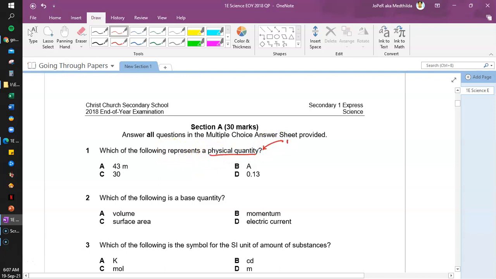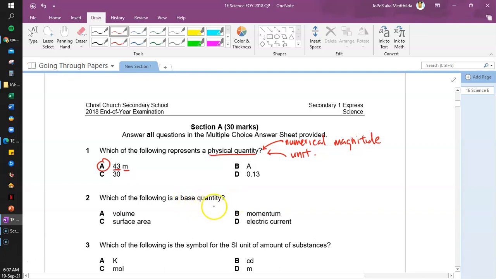So when you talk about physical quantity, we are looking at a numerical magnitude. Actually, it just means a number lah. Plus, we are looking at the units. So you need both the number and the unit to represent a physical quantity. Therefore, if we look at all these answers here, the only answer possible is A because you got both the number and the unit over here. So there's 43 meters.